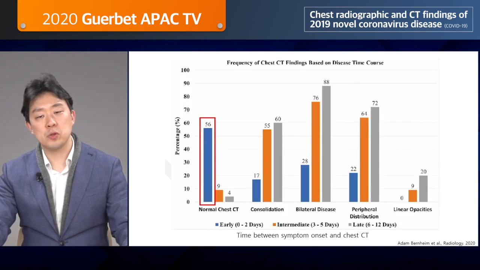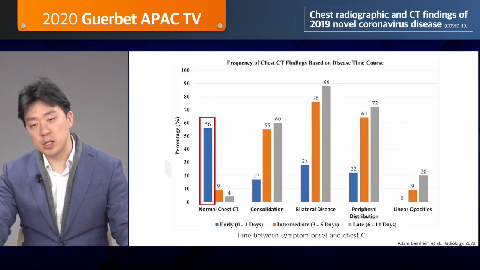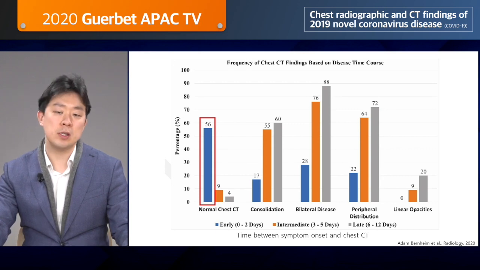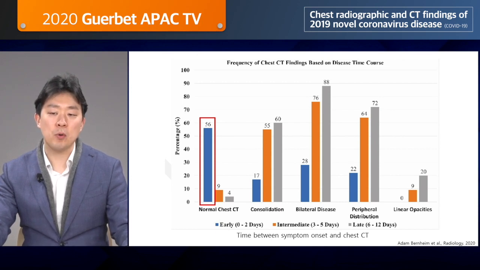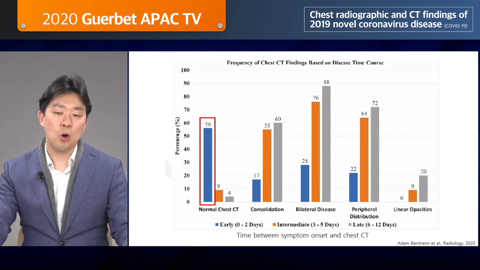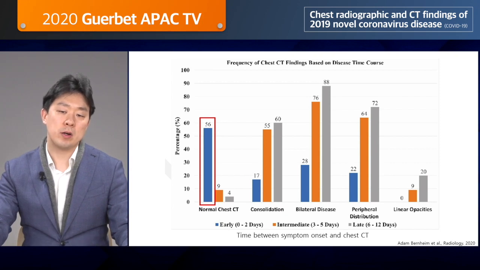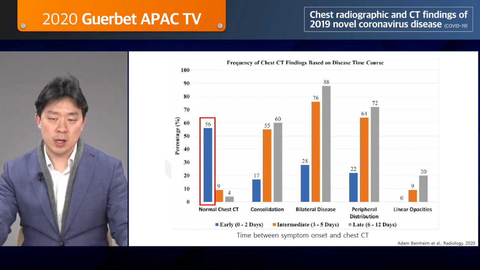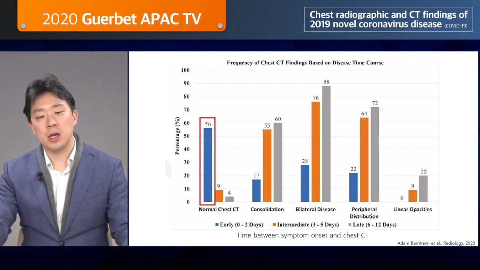This figure shows the frequency of particular CT findings according to the disease time course. In the early stage, until the second day, about half of the patients showed normal CT findings. However, as disease progressed, these ground glass dominant lesions changed to the typical CT findings, such as increased consolidations, bilateral disease, and peripheral distribution.